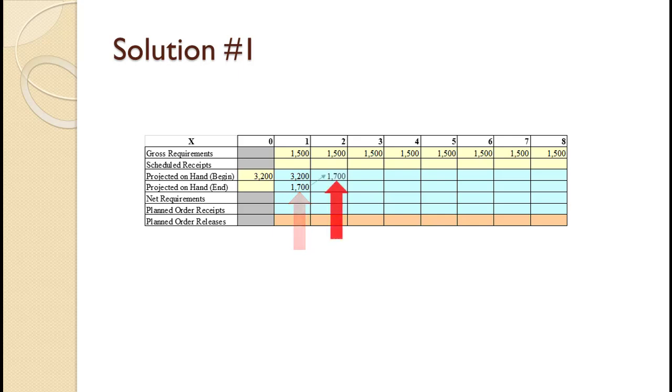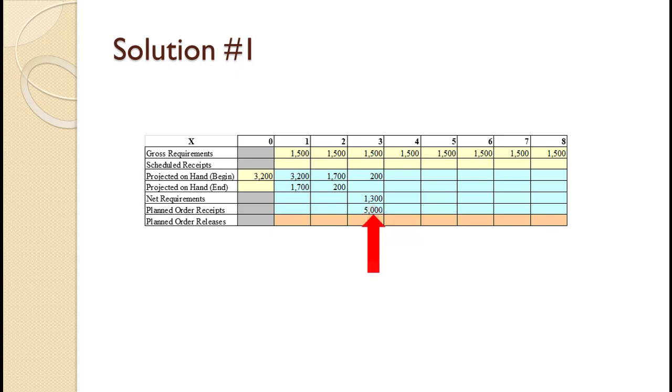The beginning inventory in period 2 is just the ending inventory of 1,700 for period 1. We need 1,500 and have 1,700 in inventory, so no production is required. 1,700 minus 1,500 equals 200. The beginning inventory for period 3 is 200. We need 1,500 but only have 200, so net requirements are 1,500 minus 200 equals 1,300.